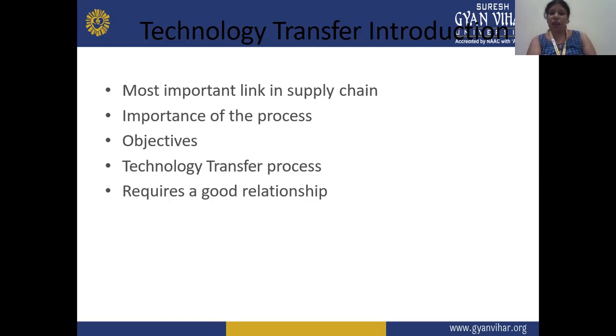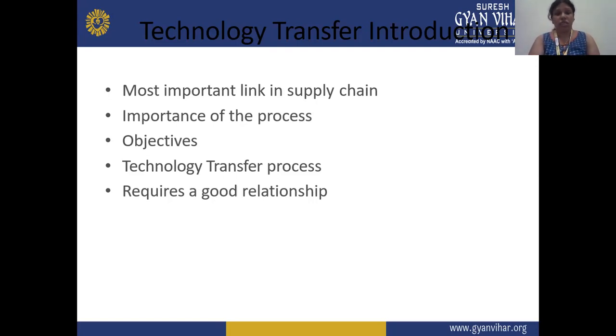Other than that, it requires a good relationship. Obviously, if we are transferring the technology, a good relationship should be there. If we don't have a good relationship, what will happen? We cannot transfer the technology properly. If we don't have a good relation with the other company, for example, what we used to do is we will not give the technology to that company, or if we give, then we will give, we can say, half information maybe. Okay, so it requires a good relationship.